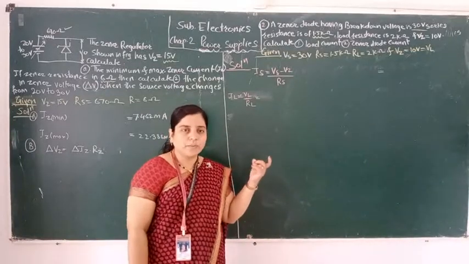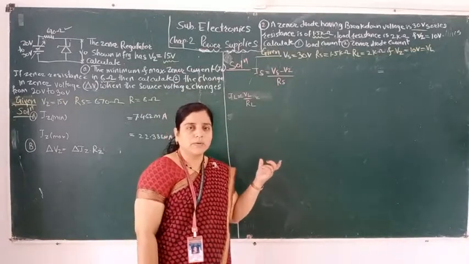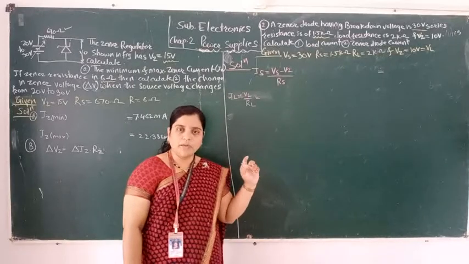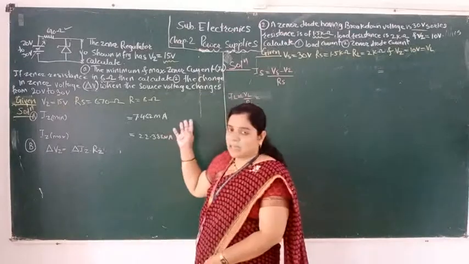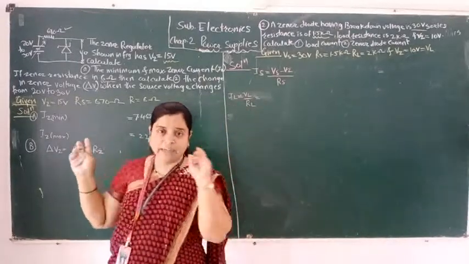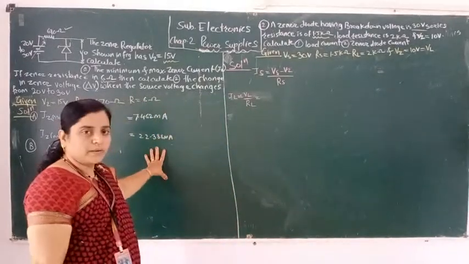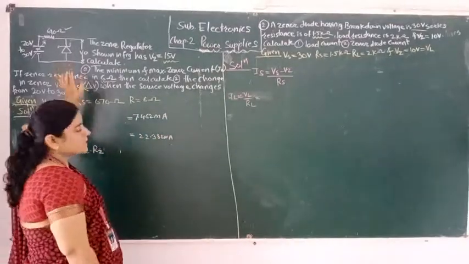What was the formula? Current IS is equal to Vs minus Vz upon RL. On that formula and concept, three examples have been asked, which we are going to see today. So the first example is what?